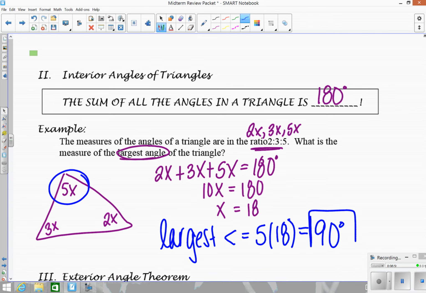So you don't have to find all of the others. If you wanted to check your work, you could, and then make sure that all three angles add up to 180. But in this case, we can just say, okay, 5 times 18 and we get 90.